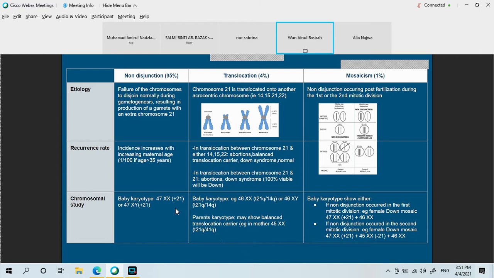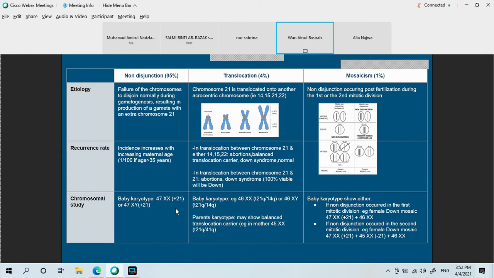So the baby karyotype, if female, is 46,XX with translocation of the 21q arm to the 14q arm, or 46,XY if the baby is male, with translocation of the 21q arm to the 14q arm. And as I have mentioned, usually in patients with this type of Down syndrome, the parents are balanced translocation carriers. For example, the mother is 45,XX, with translocation of the 21q arm to the 14q arm.